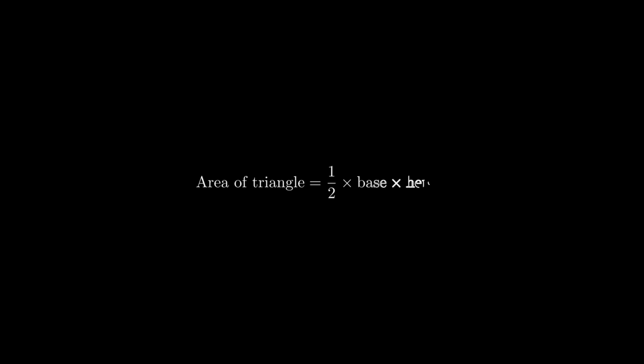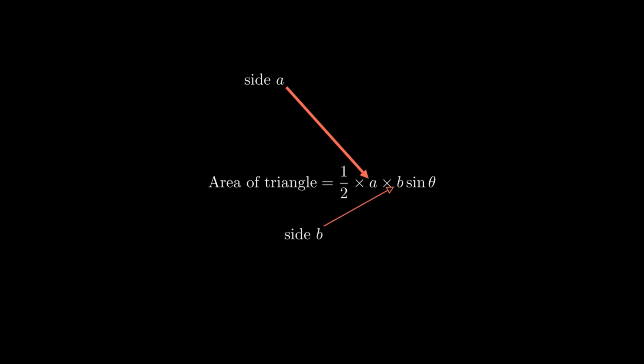The basic formula to find the area of any triangle is half times base times height. But what if I told you there is another formula to find the area of any triangle, which is half times the side A times the side B, times the sine of the angle which is between these two sides? In this video, we will derive this formula to understand why it is used in any triangle with an angle instead of the basic formula.